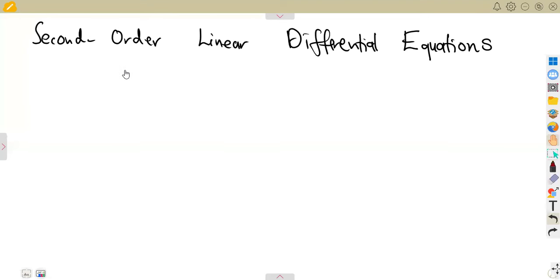So unlike what we had on the first order linear differential equations, we are going to see that with the second order linear differential equations, there is a lot for us to consider. So it is a continuation from the first part that we had.